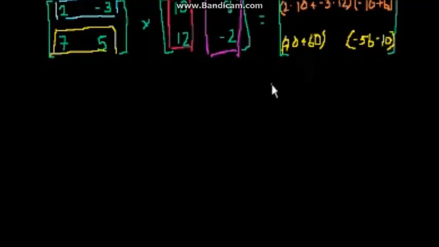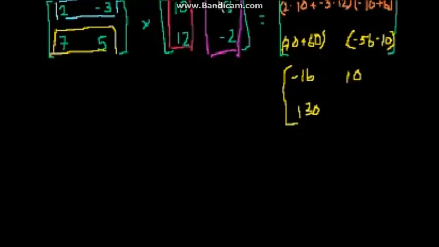So the final product is going to be 2 times 10 is 20 minus 36. So that's minus 16. Minus 16 plus 6, that's 10. 90, is that what I said? No, this is 70. 70 plus 60, that's 130. And then minus 56, right?